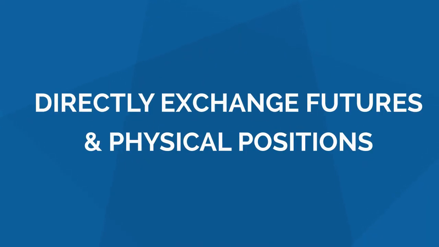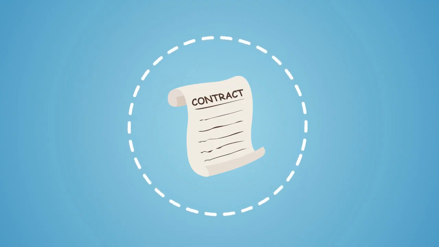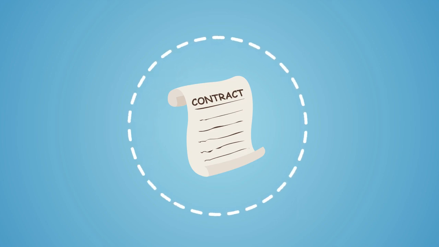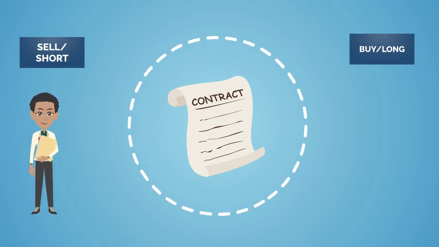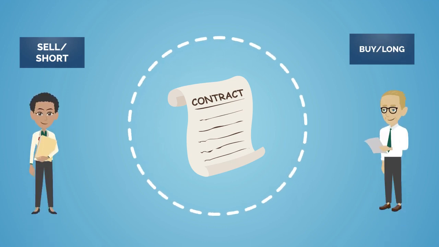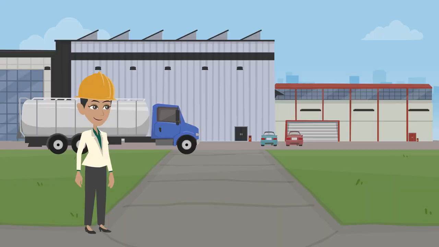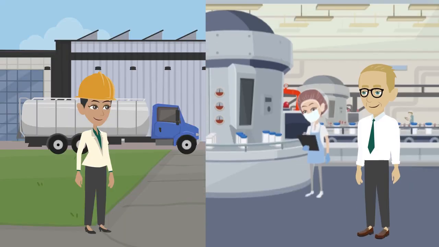There are two parties in this example. Both parties have open futures positions. One has sold or is short futures, and one has bought or is long. Kate, a dairy processor, and Steve, a manufacturer who buys dairy ingredients. Both Kate and Steve have a futures hedge in place relative to their price exposure and want to convert their futures positions into a physical contract.